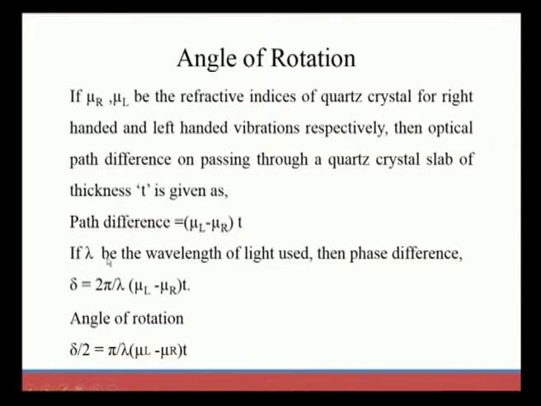If lambda is the wavelength of light used, then the phase difference is delta is equal to 2 pi by lambda into mu L minus mu R into T. From this we know that the angle of rotation will be delta by 2. So, delta by 2 is equal to pi divided by lambda into mu L minus mu R into T. This is the angle of rotation.